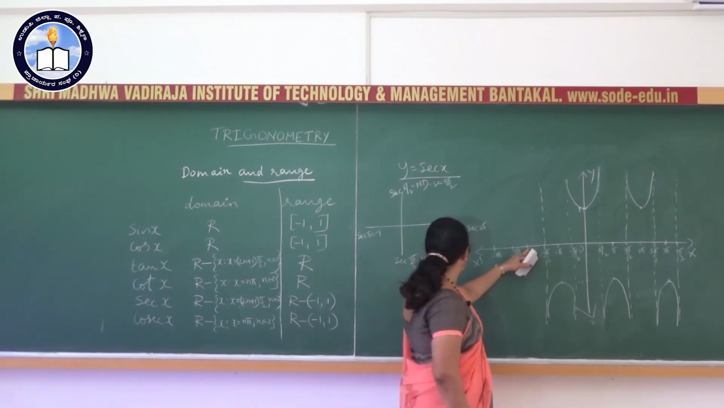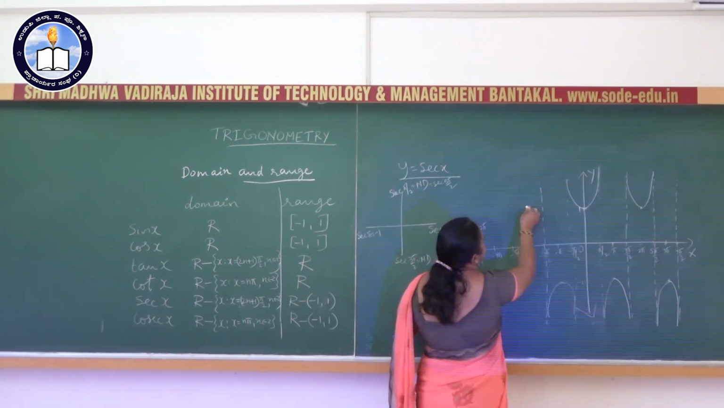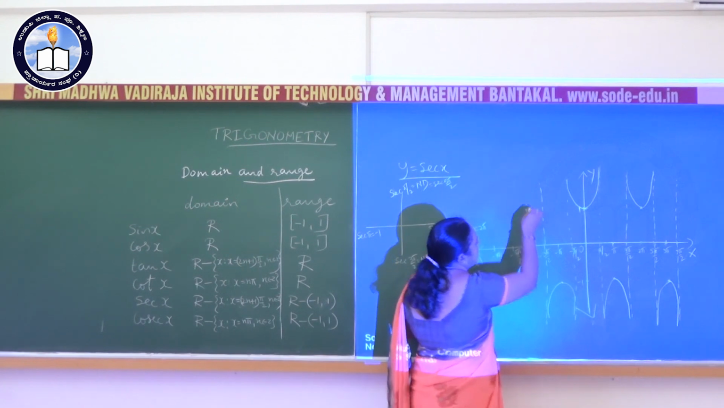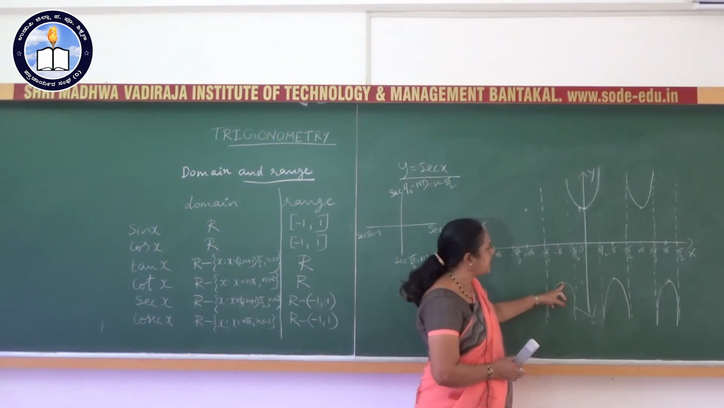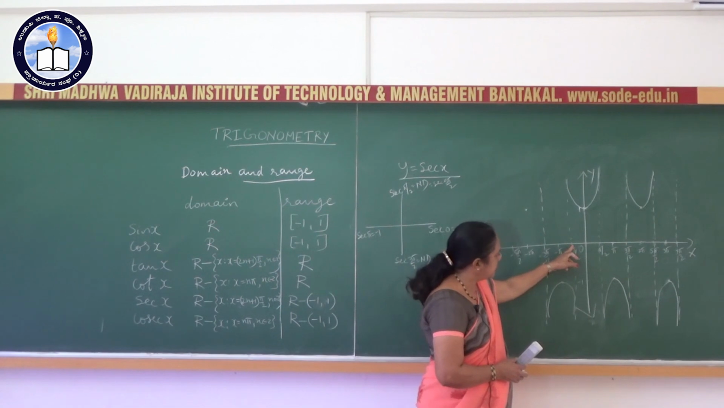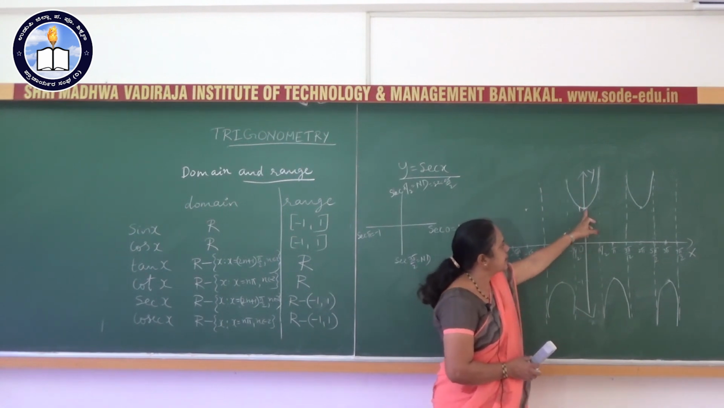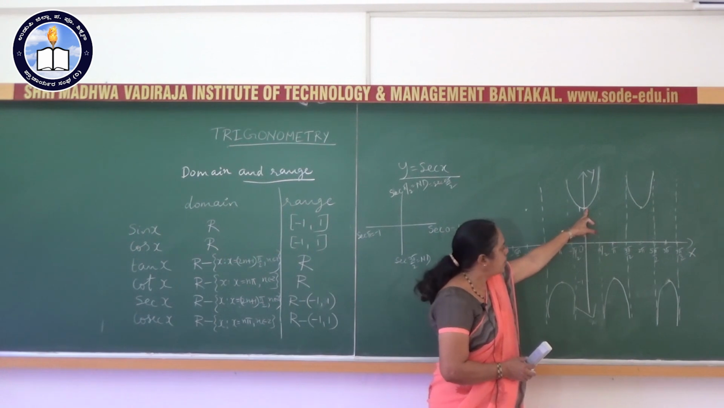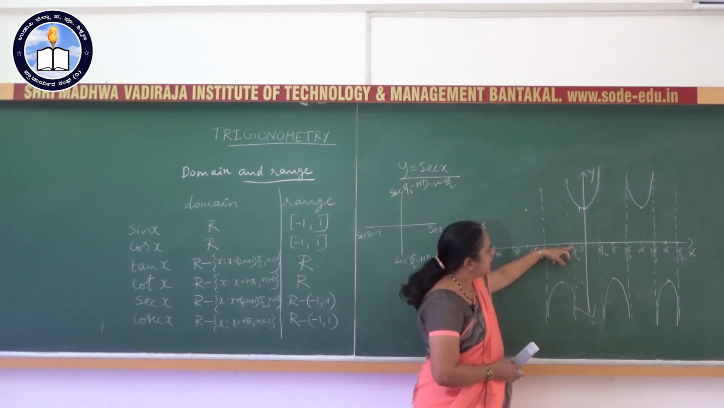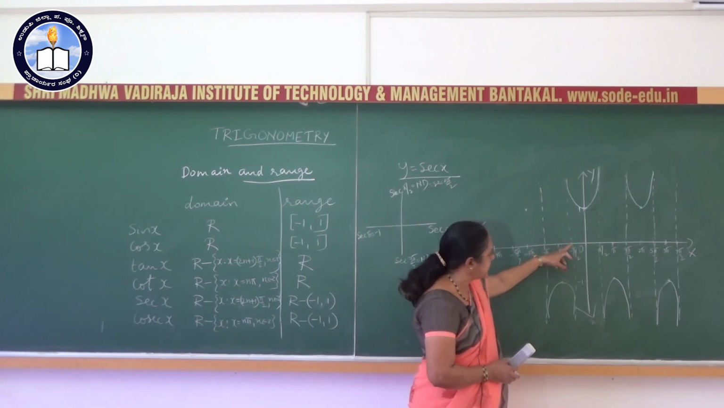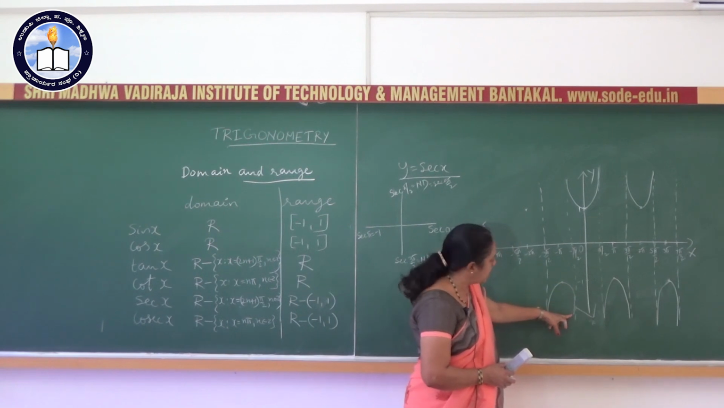Secant minus 2 pi is the same as secant 0, that is 1. Secant minus pi is minus 1. This is the third quadrant. From 0 to minus pi by 2 is the fourth quadrant. In the fourth quadrant, secant theta is positive, so the graph lies completely above 1. In the third quadrant, secant x is negative, so the graph is below this.